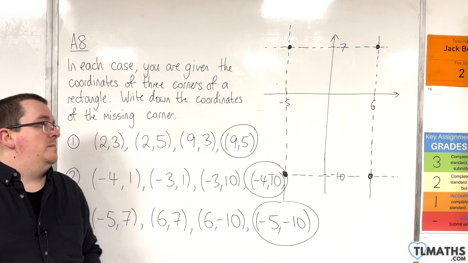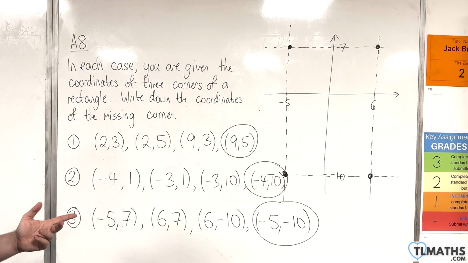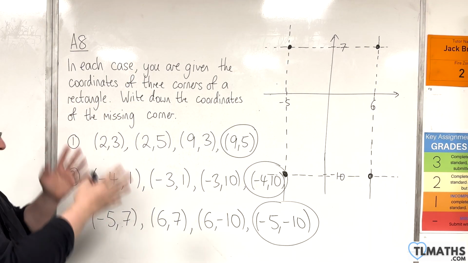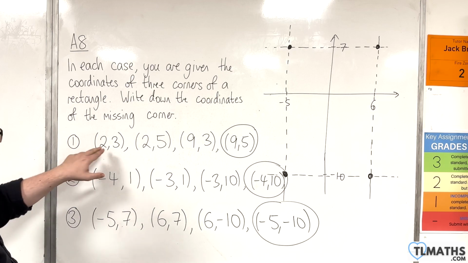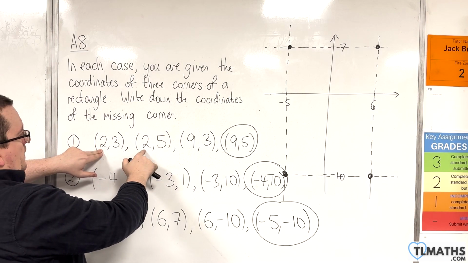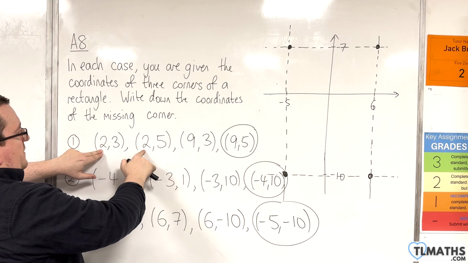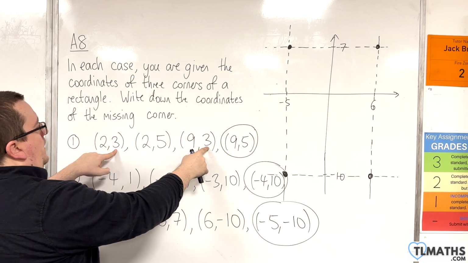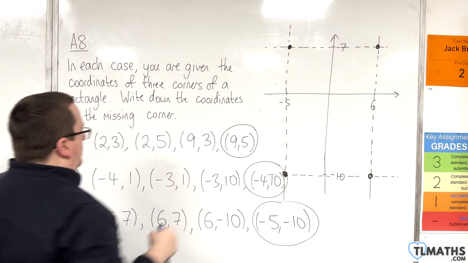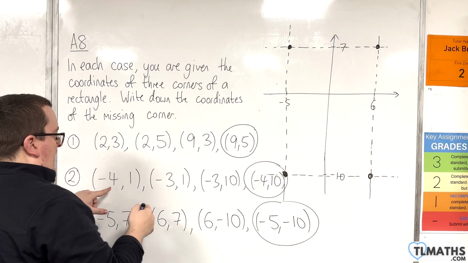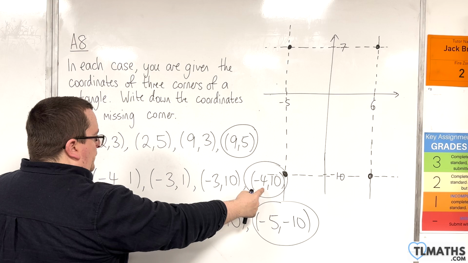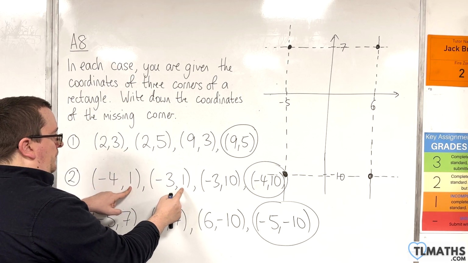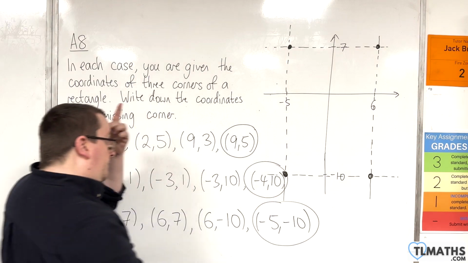Now, the eagle-eyed among you may have noticed that actually the coordinates are made up of pairings here. Can you see we had 2 2s, okay, and then we had 2 9s. We had 2 3s and we had 2 5s. So here we had 2 minus 4s, 2 minus 3s, 2 1s and 2 10s.